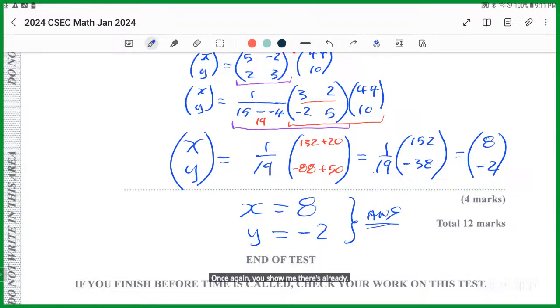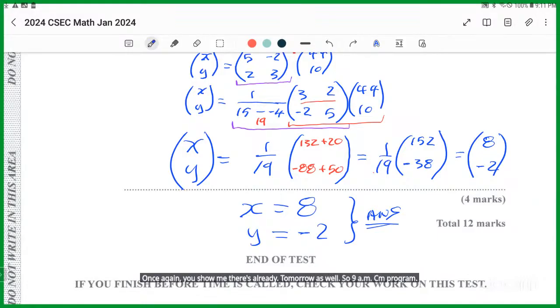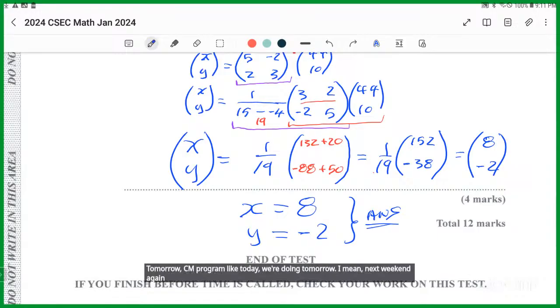All right, we're doing 2 new papers tomorrow, guys. I'm going to do some probability work tomorrow as well. So 9 a.m., same program like today. And maybe next weekend again, we'll do the same thing. More maths equals better maths.